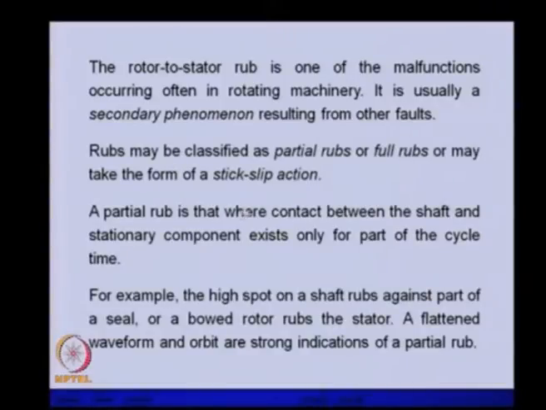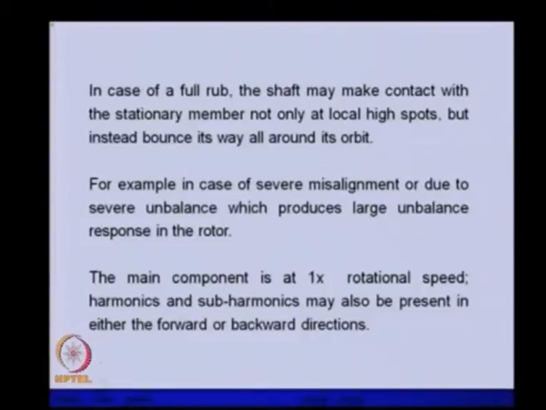A partial rub is one where contact between the shaft and the stationary component exists only for a part of the cycle. For example, the high spot on the shaft rubs against part of the seal, or a bowed rotor rubs the stator. The flattened waveform and orbit are strong indications of a partial rub. So, from the waveform we can identify whether a rub is taking place if it is getting flattened.